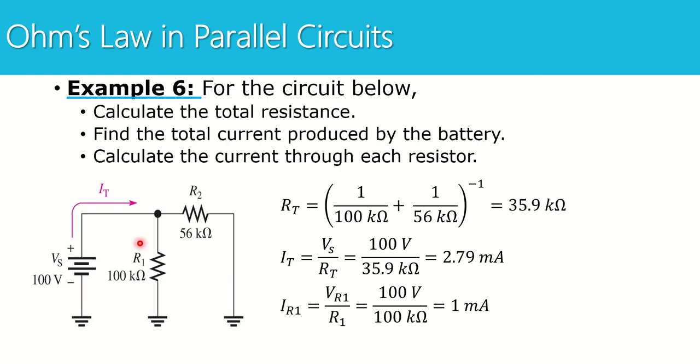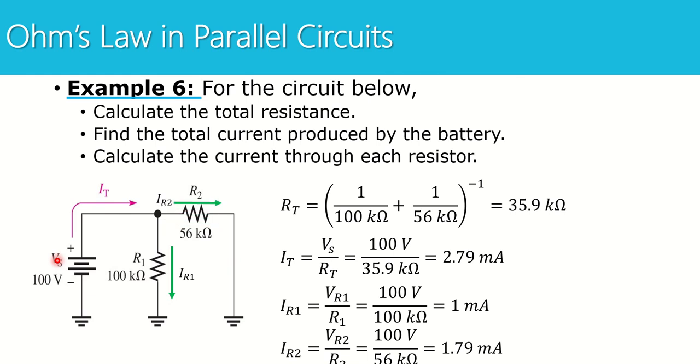I know that each resistor is in parallel with the source. So in this case, the voltage for R1 is the source because it's in parallel with the source. The voltage for R2 is the source because it's also in parallel. Remember, we have these two paths. So even though the resistor is drawn up here, it's still in parallel with R1 and the source. So we can see the current for R1 flows that way. The current for R2 flows that way.